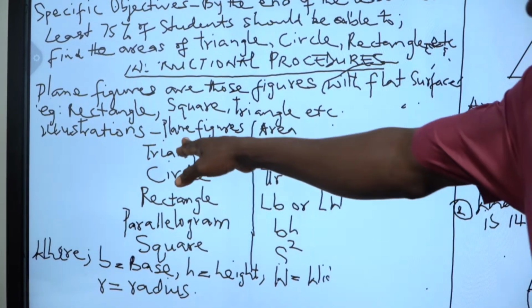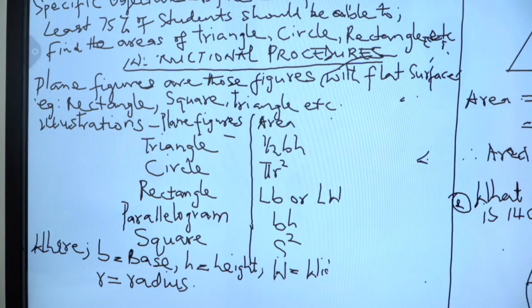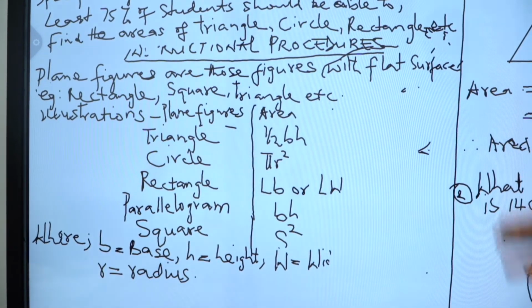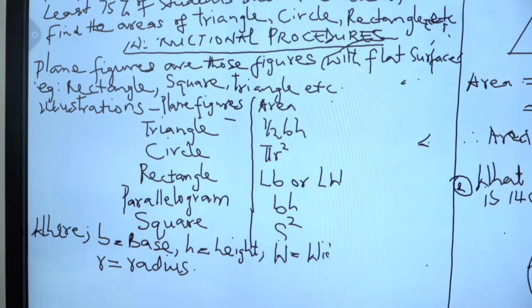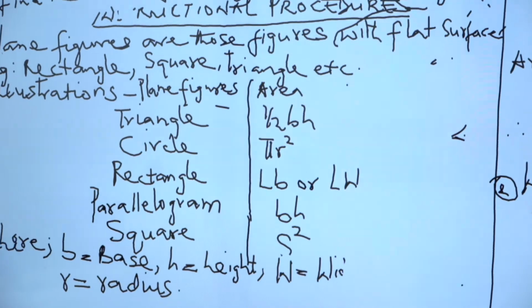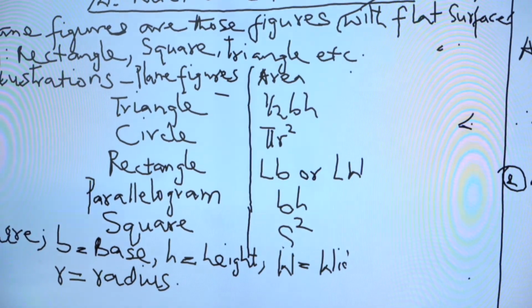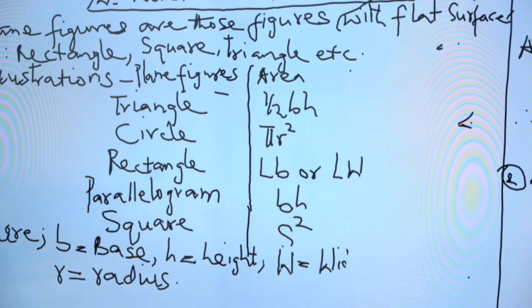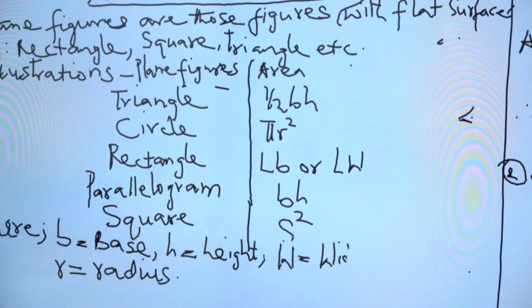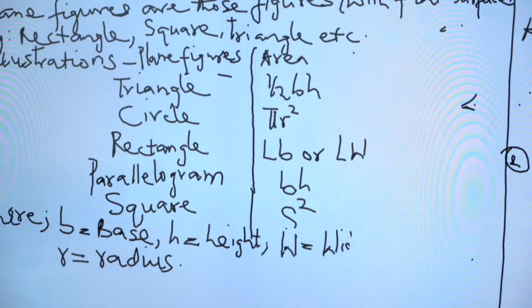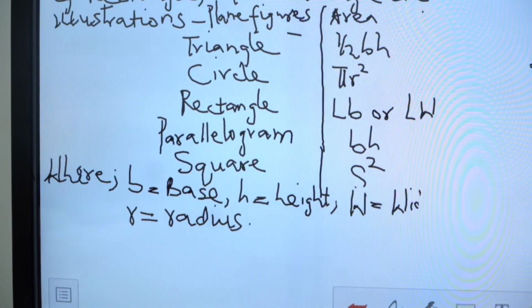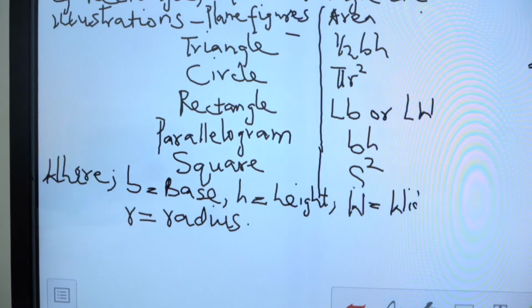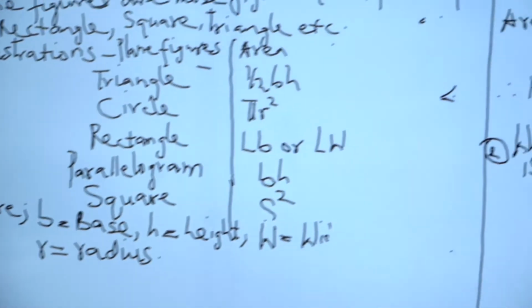We have an illustration here in the table where we have plane shapes, plane figures, and the area. Triangle, the formula is half base times height. Circle, pi r squared. Rectangle, length times breadth or length times width. Parallelogram is base times height. Square is s squared. Then I defined what I mean by the letters I use. I said that B stands for base, H stands for height, W stands for width, R stands for radius.